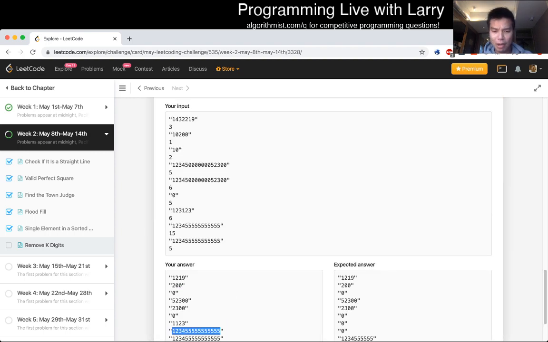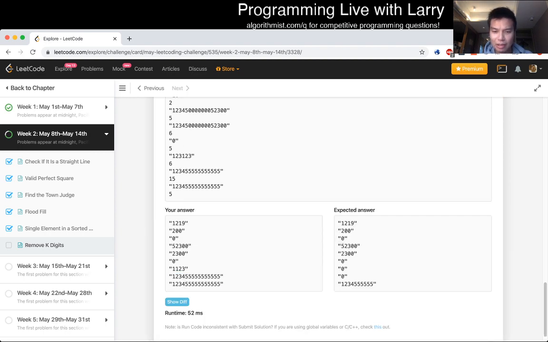Actually, what I'm surprised about is that this is actually the right answer. I thought that this would actually give me the wrong. Oh, no, no, this is the wrong answer. Sorry, I was looking at the expected answer for some reason. I got a little bit mixed up.